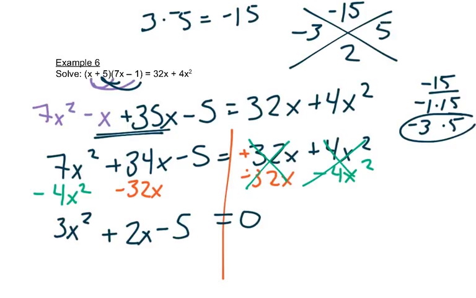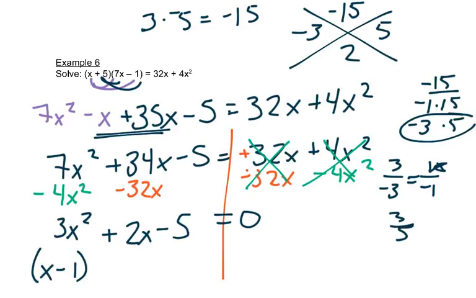So I'll put a 3 over each of those numbers. So 3 over negative 3 gives me 1 over negative 1, and that's an x on the top. So that will give me my first one, x minus 1. And then I'll put the 3 over 5. Can't reduce it. So x on the top. That gives me 3x plus 5 equals 0. Now I need to set each of those equal to 0.